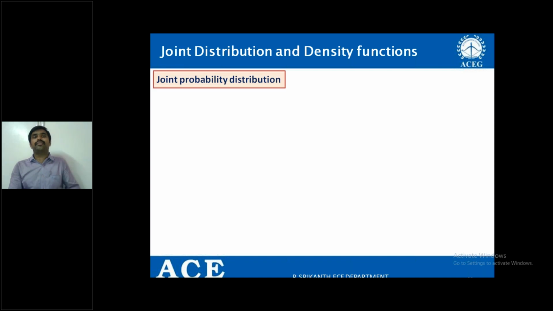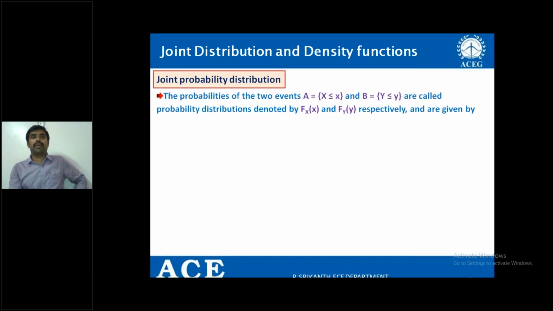So coming to the joint probability distribution, or joint distribution function in short. The probabilities of the two events A, where A equals X less than or equal to x, and B equals Y less than or equal to y, are called probability distributions, denoted by F_X of x and F_Y of y respectively.